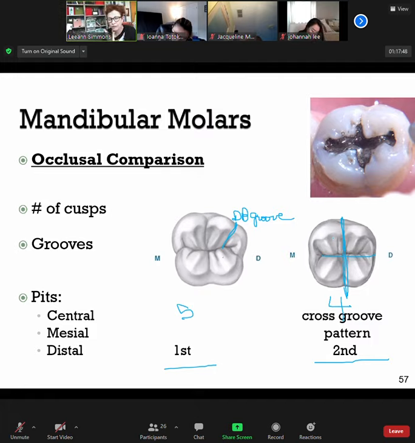But it does have the same pits as the first does: central, mesial, and distal. Mesial and distal pits.